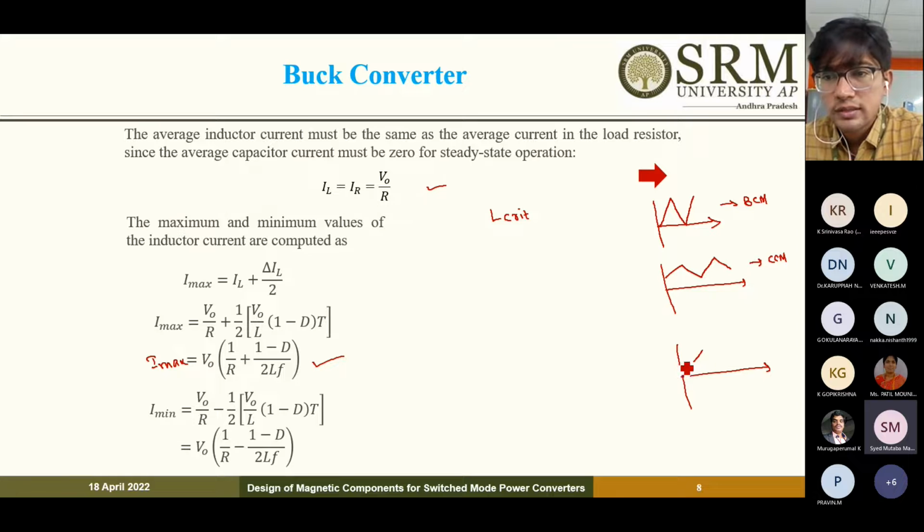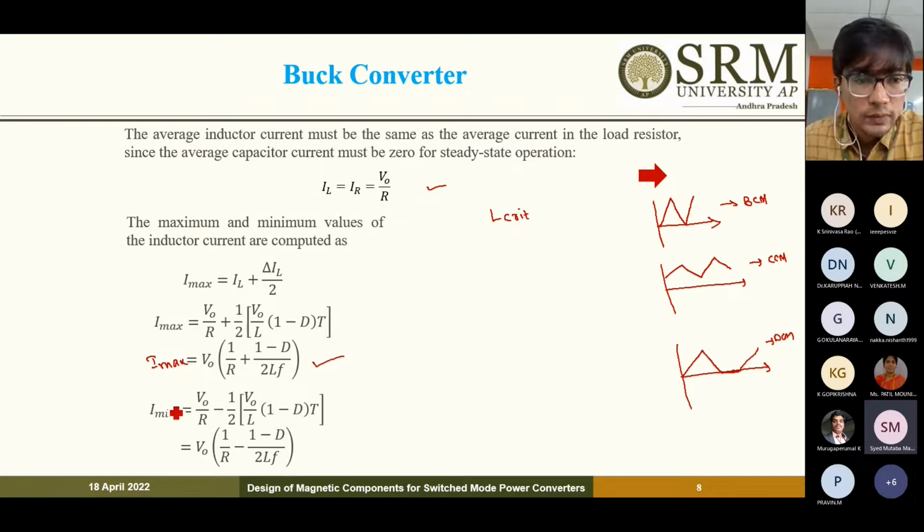So during the boundary discontinuous conduction mode, the inductor current will come to zero and stay at zero for some time. This is called the discontinuous conduction mode. Now the critical value: in order to operate the converter in boundary conduction mode, the minimum inductor current should be equal to 0. I minimum should be equal to 0.